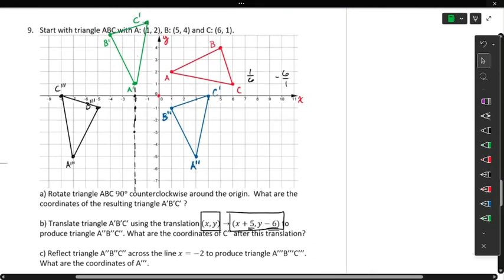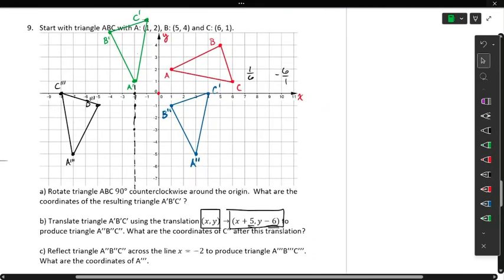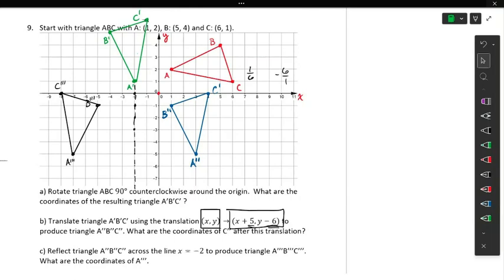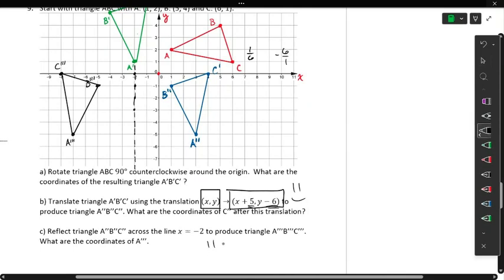So definitely the first one there is the most challenging. To be honest, I don't know that I'm going to give you a rotation like that, but with patty paper, it's very doable. But you can see the translation is pretty straightforward, right? This is not bad. And the reflection across a line, like x is -2, is not bad either.